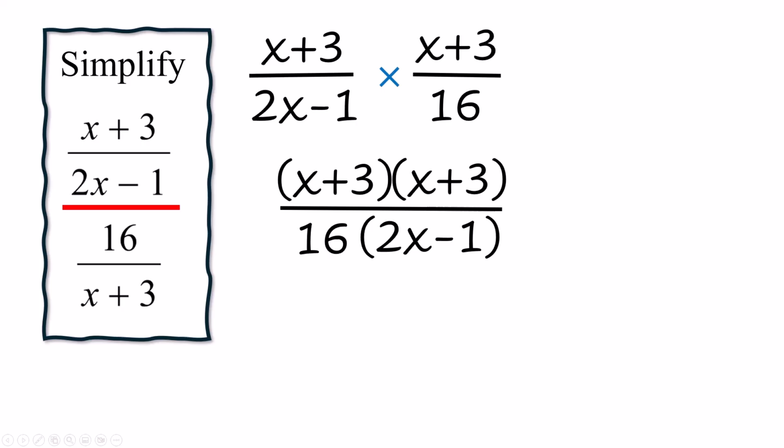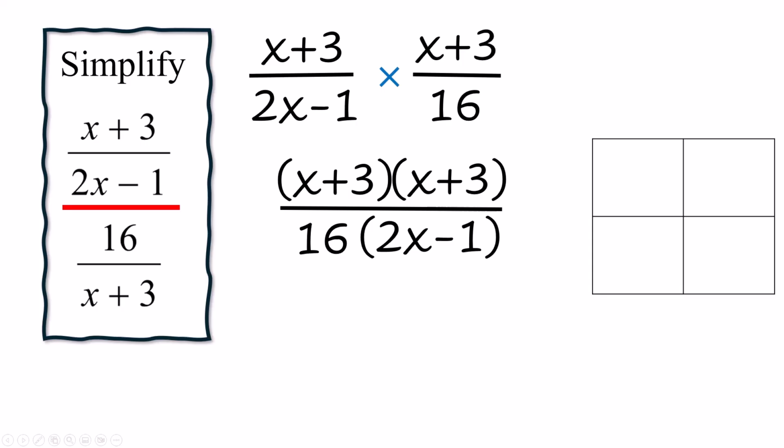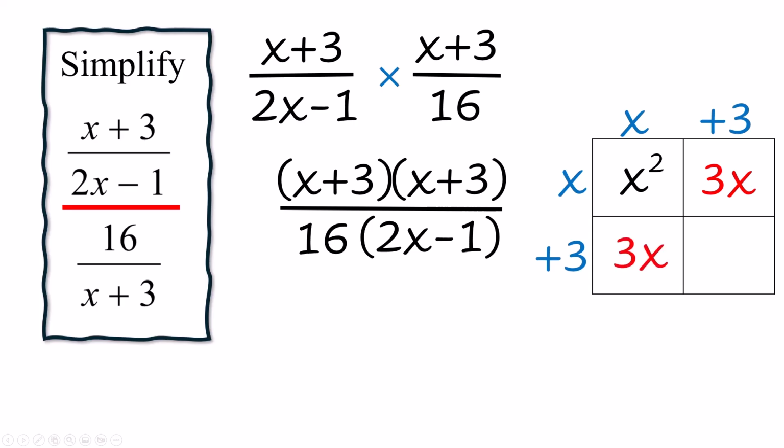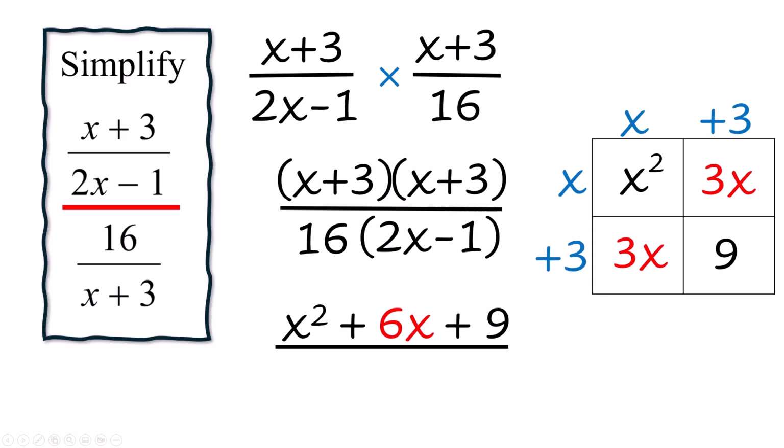Now, if you forgot how to multiply binomials, I'll put a link up here in the corner. I like to use boxes. You can use FOIL, but this is how I use the boxes. We have x times x, that's x squared. x times 3, positive 3, is 3x. 3 times x is 3x, and 3 times 3 is 9. No matter which method you use to multiply your binomials, you should get the same answer, which is x squared plus 6x plus 9.